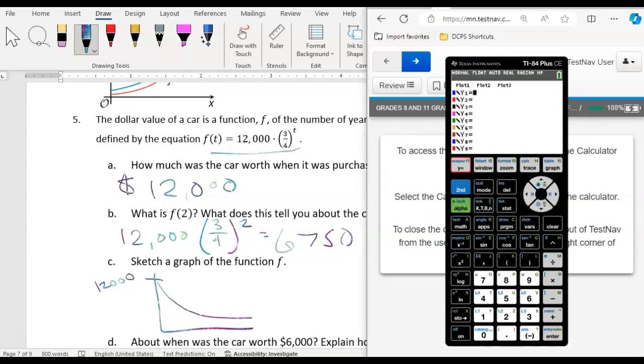You can put this in the calculator. Do 12,000 times 0.75 to the power of x. Go ahead and graph that. Notice that we aren't going to be able to see this, so we can zoom out. Then we can see it a little bit better. We can also do our window and change this to 0. We're only going to look at about 10 years, and then our y max, we know our maximum value was 12,000, so let's do 13,000. There you go. That's much better. It looks pretty close to mine.